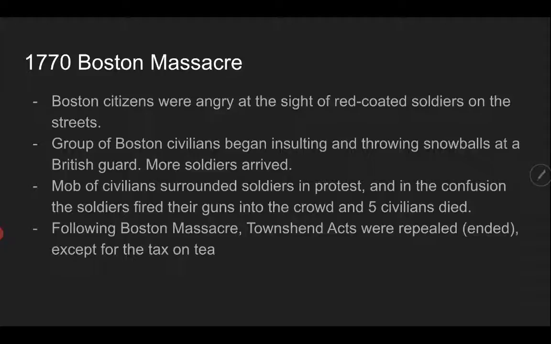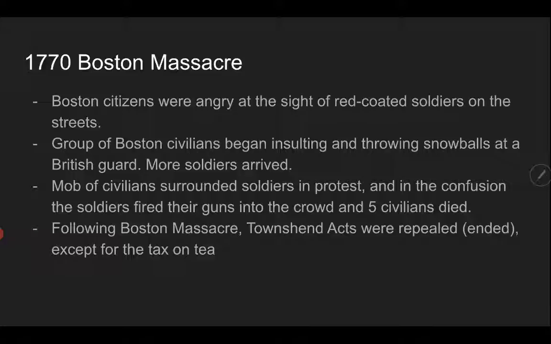Mobs of civilians surrounded soldiers in protest, and in the confusion, the soldiers fired, and 5 civilians died. The thing is, they were throwing insults and snowballs at the British Guard. More soldiers are going to arrive, so it's this rowdy crowd, and you have the British soldiers, and someone throws a snowball, and then 5 people die.